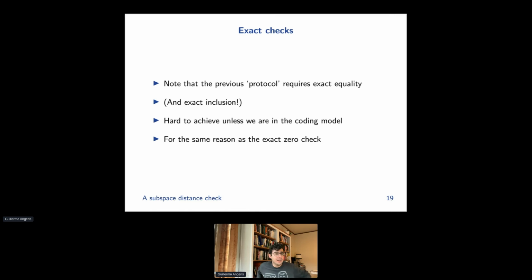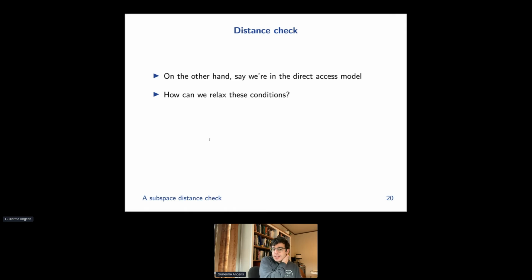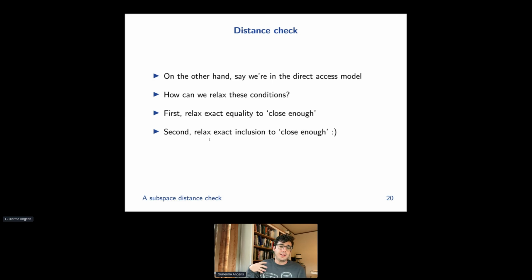So from before, all this stuff is hard to achieve unless we are explicitly in the coding model. And in general, we will not always be in the coding model. So we want to relax that to work in the direct access model. And this is true, as I mentioned before, for the exact same reason as the zero check. Okay. So as I mentioned, how can we relax these conditions, right? From before, we can relax the notion of exact equality to something being close enough, and we can relax exact inclusion to also being something that's close enough. And here's what this actually means mathematically.